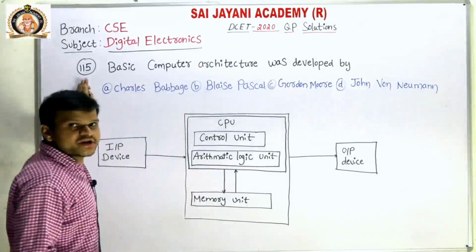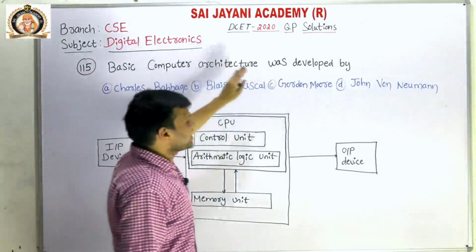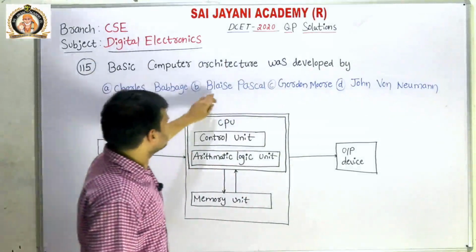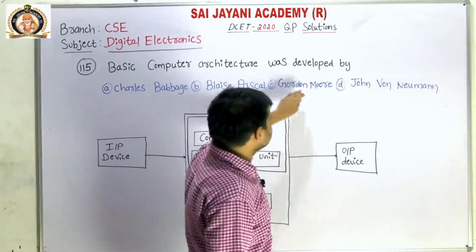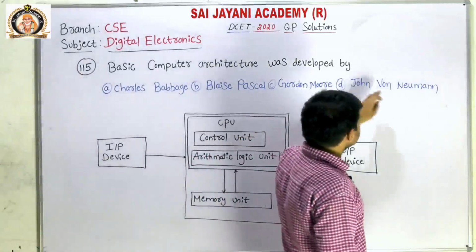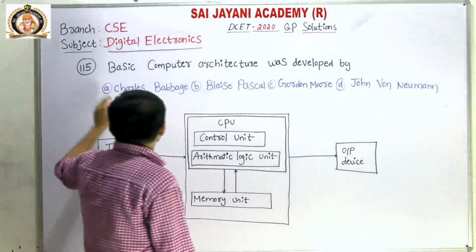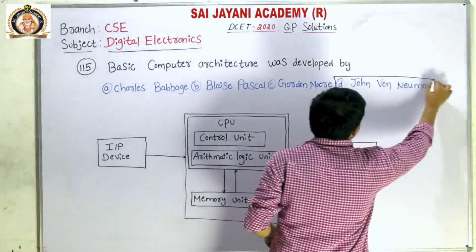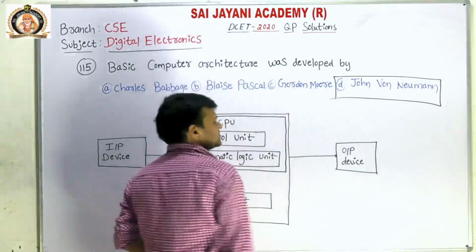Question number 115, the basic computer architecture was developed by: option A, Charles Babbage; option B, Blaise Pascal; option C, Gordon Murray; and option D, John von Neumann. For question number 115, option D, that is John von Neumann, is the right answer.